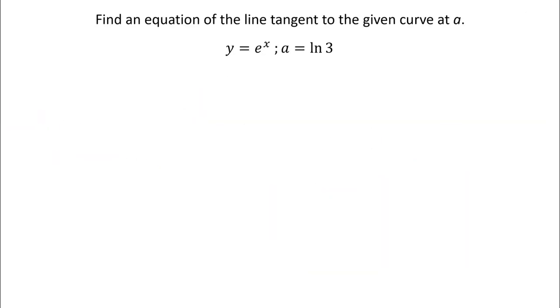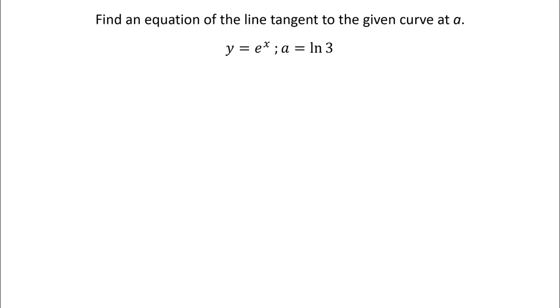In this example, we're asked to find an equation of the line tangent to the given curve at a, or when x is equal to a. And our curve is y equals e to the x. And our given x value is natural log of 3. So we want to find an equation of a line tangent to y equals e to the x when x equals natural log of 3.